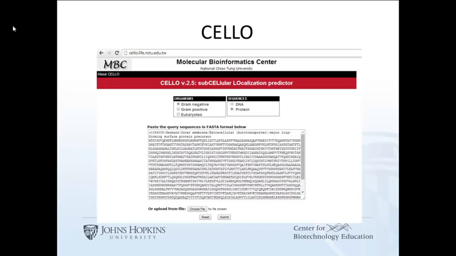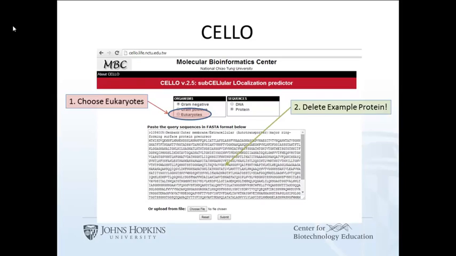There are two important things to do before running this program. First, switch to eukaryotes. The default is set for gram-negative bacteria. Gram-negative bacteria have no organelles, so that prediction is very different, mainly secretory or retained in the cell. Then note that there is a protein sequence already there. That's an example sequence that is there by default so that users can see how it works. Be sure to delete that sequence before you enter your sequence.